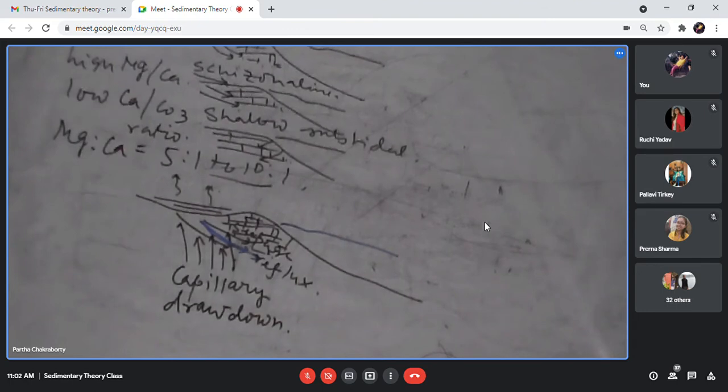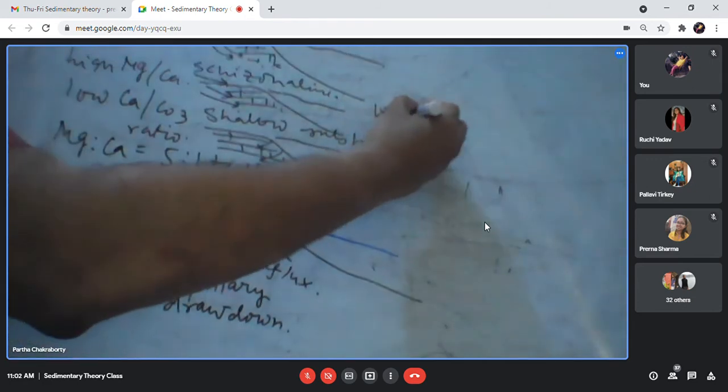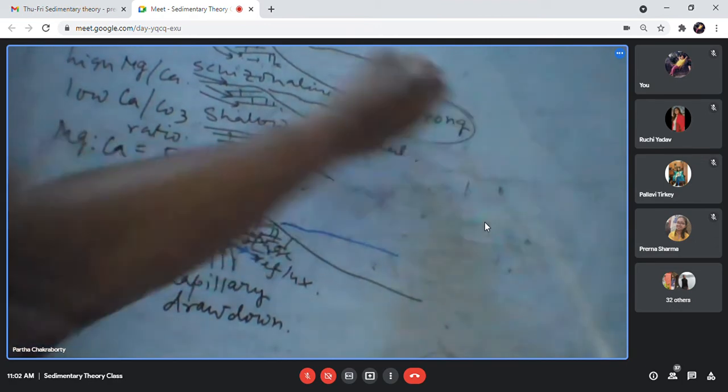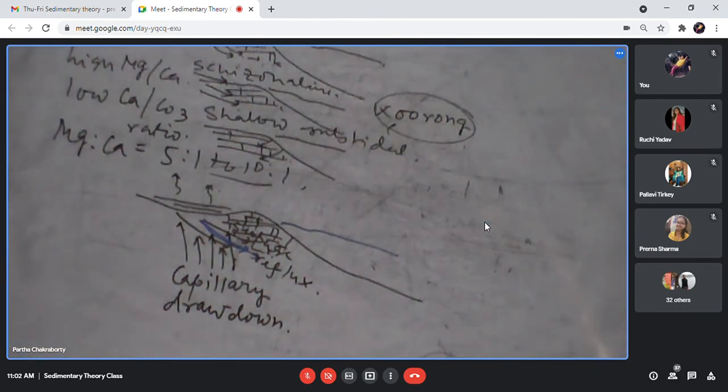So they didn't agree. And who are those? They are mainly from Australia. And they showed there is a series of sea ponds, what they call Coorong, K-O-O-R-O-N-G. Some say K, some say C. These are nothing but a series of sea ponds in Australia where there is extensive dolomitization without any evaporation.